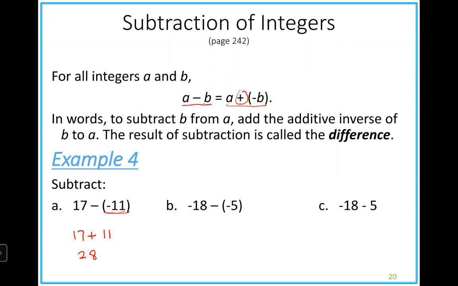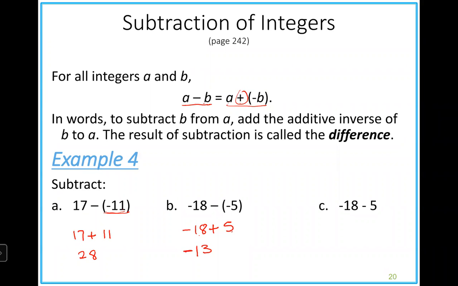In this second example, you have negative 18. And then you're going to change that to an addition. And the additive inverse of negative 5 is 5, positive 5. And once you change it to an addition, you're going to follow the rule for addition. The two signs are different. So you're going to subtract. So you're going to get 13. 5 from 18 is 13. And since 18 is the larger absolute value, you're going to give the answer the sign that 18 had.